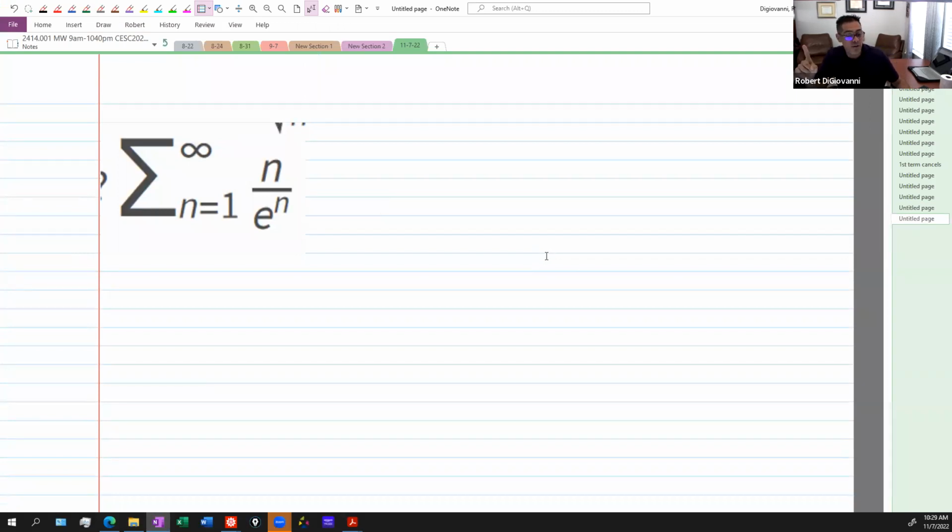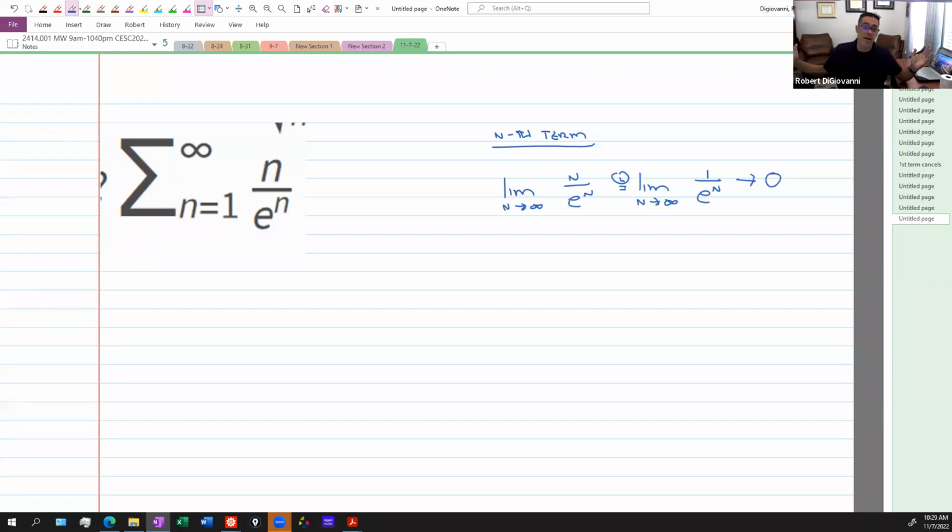The first thing I would do on this problem is try the nth term. I take the limit as n goes to infinity of n over e to the n. And if I do that, I get infinity over infinity. So I'd apply L'Hopital's rule. I get 1 over e to the n again, and then that would go to 0, which tells me nothing. Right?